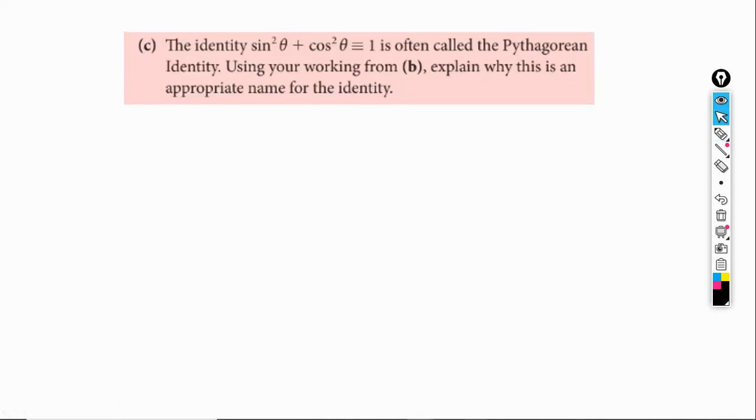So part C says that the identity sine squared plus cosine squared equals 1 is often called the Pythagorean identity. Using the work from B, explain why this is an appropriate name for the identity. Well, what we can answer here is precisely the fact that we used the Pythagorean theorem to come up with the proof. And it is the Pythagorean theorem that makes this true, so it's an appropriate name.